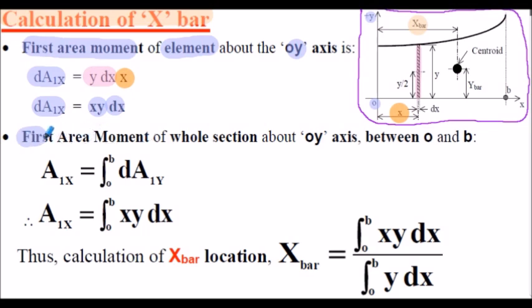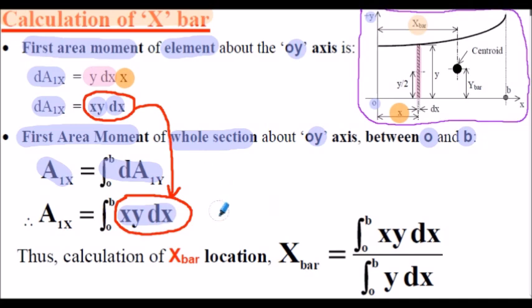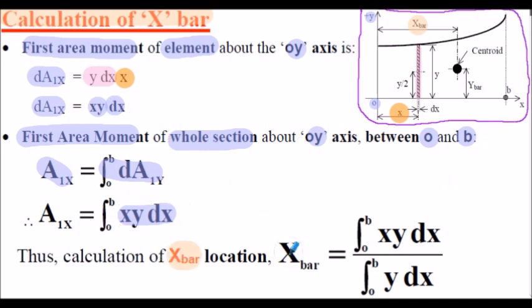So the first area moment of the whole section about the OY axis between our limits of O and B, written here, first area moment, so our integral shown here, and we know from above that's xy dx. So the formula for x bar is the first area moment divided by the area of the section.